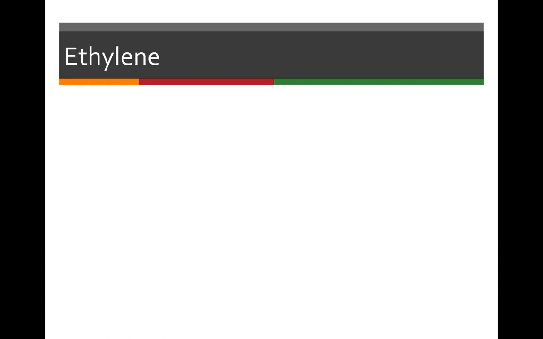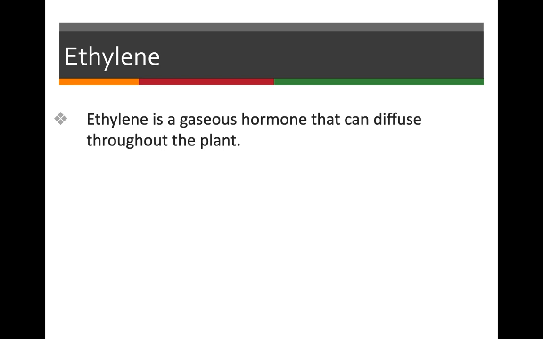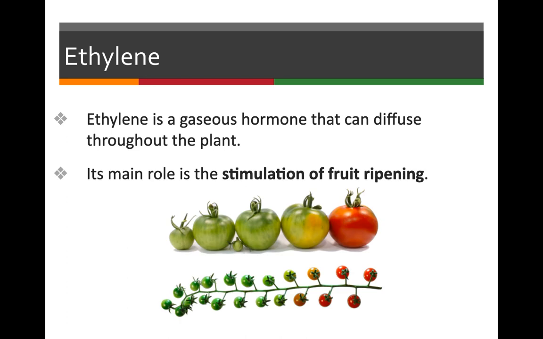The next plant hormone is ethylene. Ethylene is a gas, so it can move throughout the plant, and its main role is the stimulation of fruit ripening. This is also used very commonly with commercial fruit and vegetable growth. Sometimes different fruits or tomatoes, for example, are picked when they're not ripe yet because they're not as soft and they can travel better. Then they're shipped when they're not ripe, and then they're treated with ethylene to cause them to ripen once they've reached their destination.